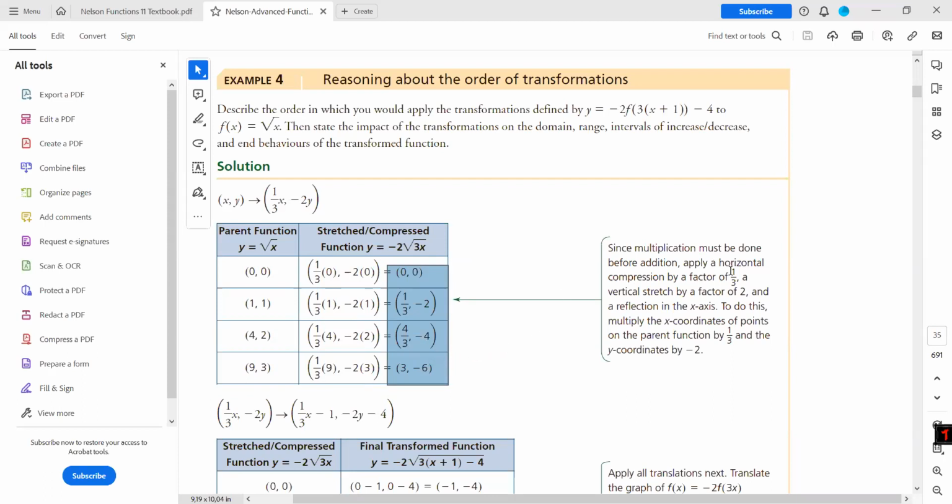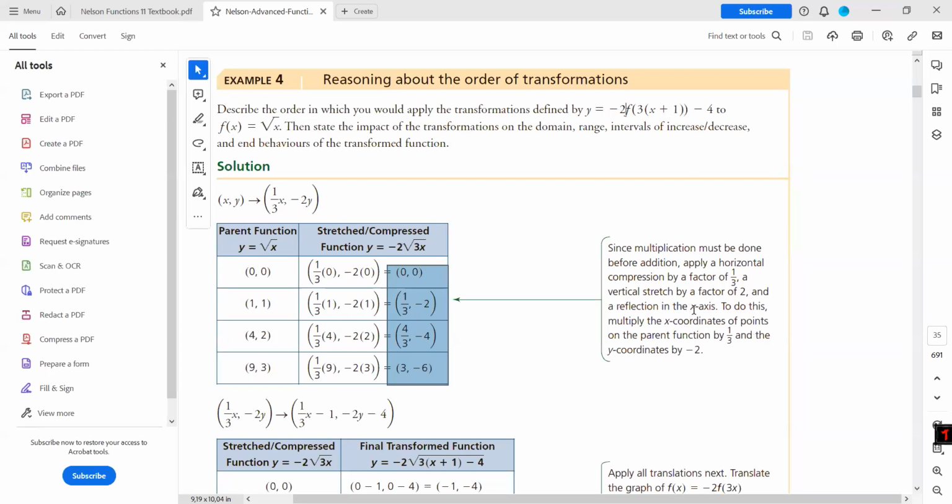Since multiplication must be done before addition, apply a horizontal compression by a factor of 1 over 3, a vertical stretch by a factor of 2, and a reflection in the x-axis. To do this, multiply the x-coordinate of points of the parent function by 1 over 3 and the y-coordinate by -2. This is an important step, guys.